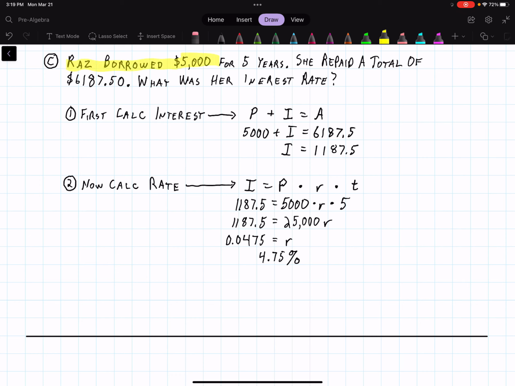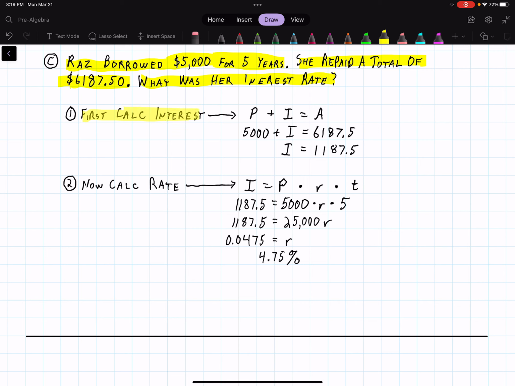Okay, now we're talking about Raz. Raz borrowed $5,000 for 5 years. She repaid a total of $6,187.50. What was her interest rate? So this time we know how much she started with, $5,000, and we know how much she paid, and we know how long it was. We don't know what her interest rate was.